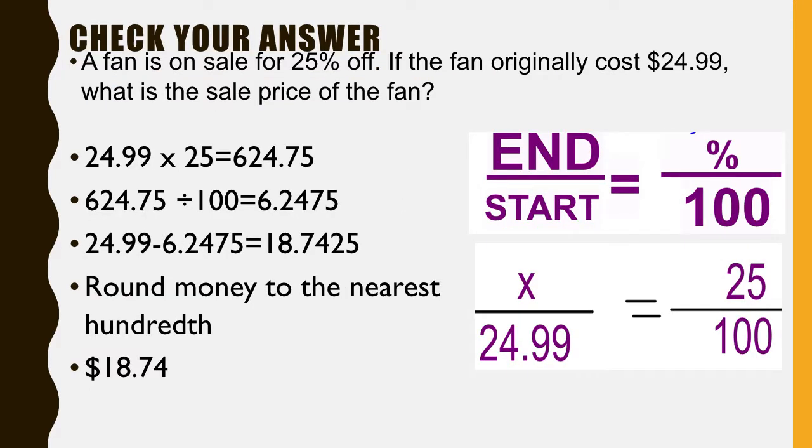Now let's check our answer. $24.99 times 25 is $624.75. Then you divide that by 100 to get 6.2475. When you go 24.99 minus 6.2475, you get 18.7425. Now we have to round money to the nearest hundredth. So that'd be $18.74.